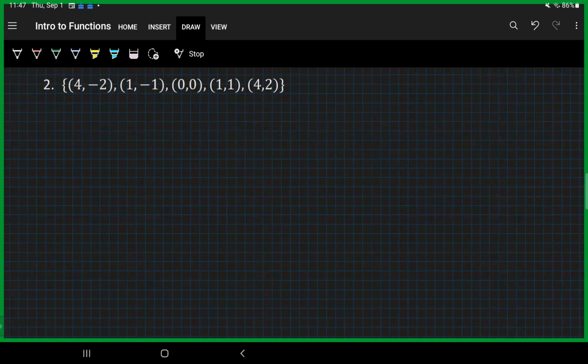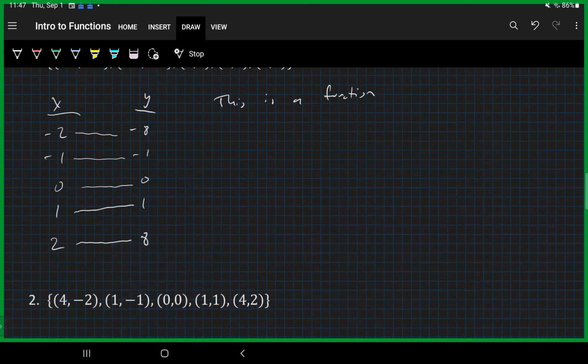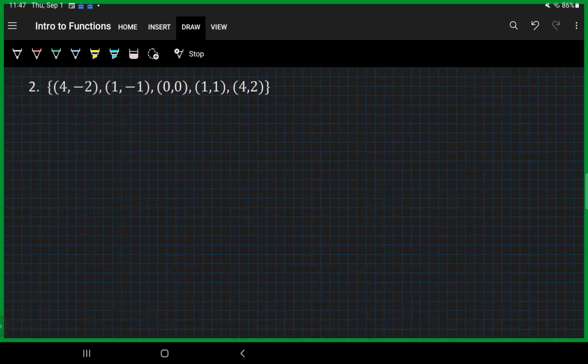If I look at example number 2, did I write that's a function? Yeah, I did. Okay. If I look at example 2, I'm going to do the same thing. X: 4, 1, and 0. I have a 1 and a 4 here. I'm not going to write it twice, I'm going to only write it once. I'm going to look at my y's. I have -2, -1, 0, 1, and 2. So my y values and my x values are separated into columns.